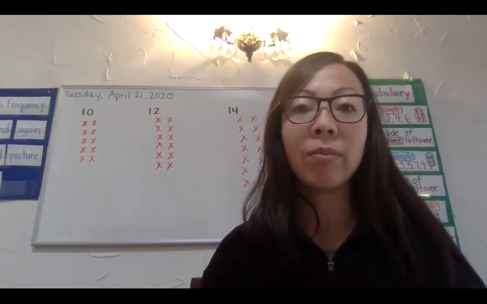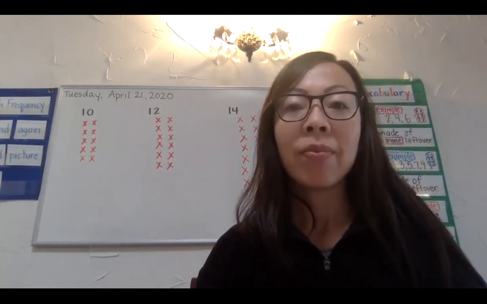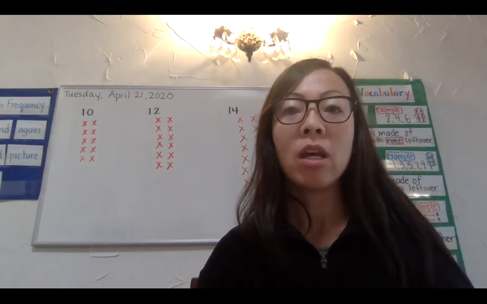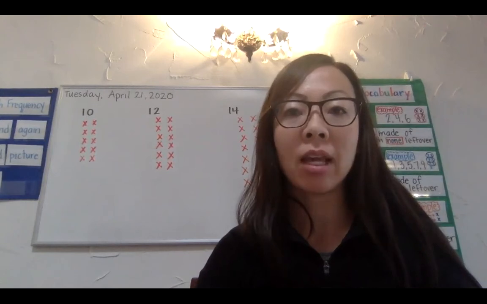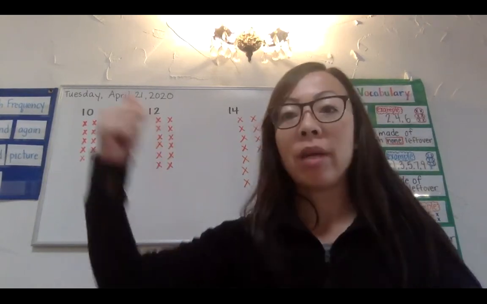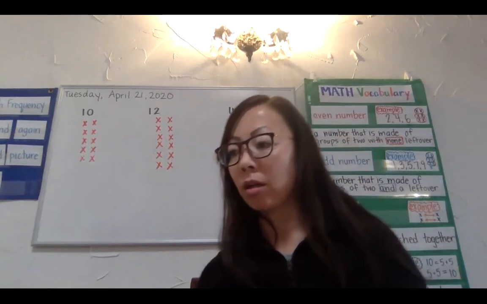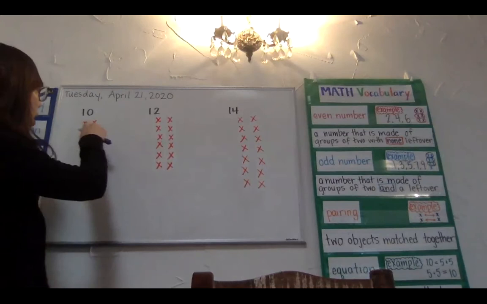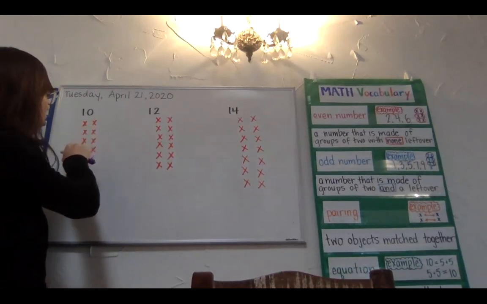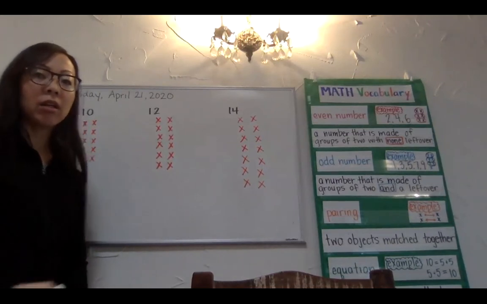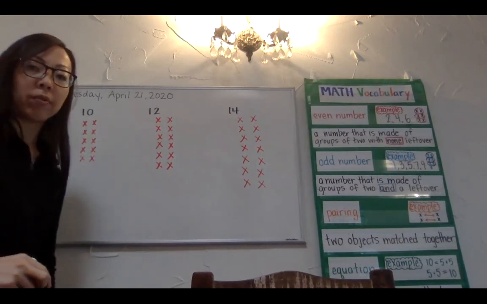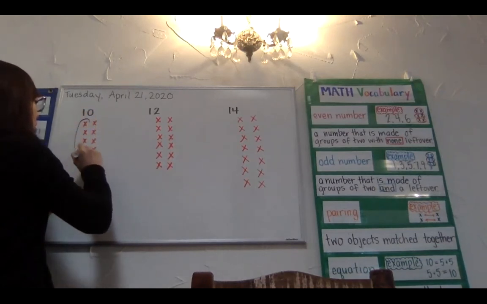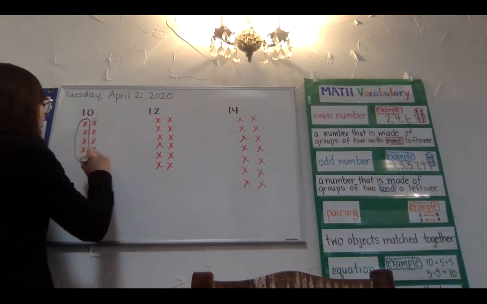So now today we're going to be creating equations that have the same number addends. They're called equal equations because there are 2 addends that are the same number that make our even number. Let's take a look. What does that mean? Well, let's look at the number 10. We can see that we have 1, 2, 3, 4, 5 pairs of 2 here. Well, we also can look and see that that means we have 2 groups of 5.